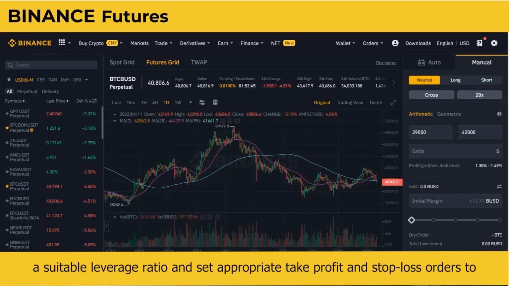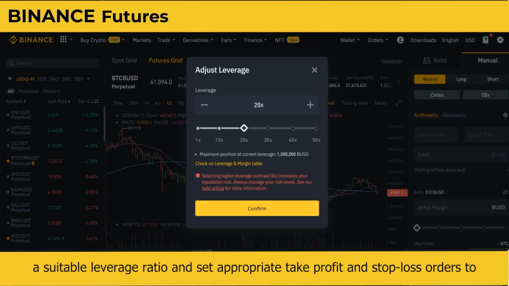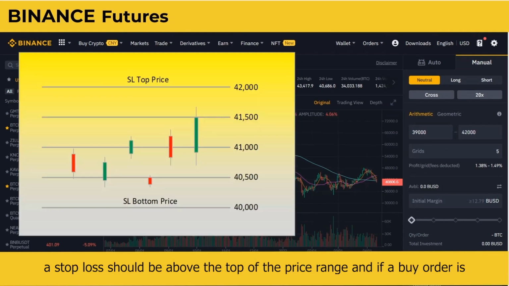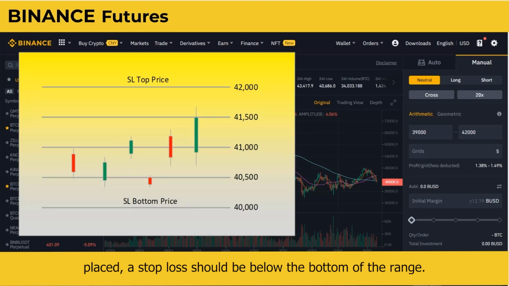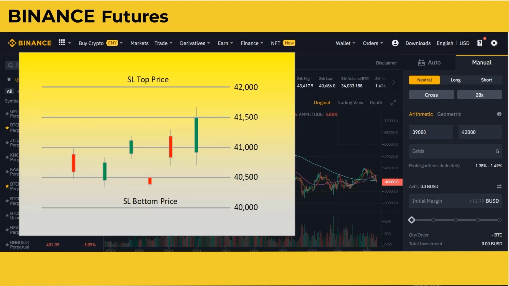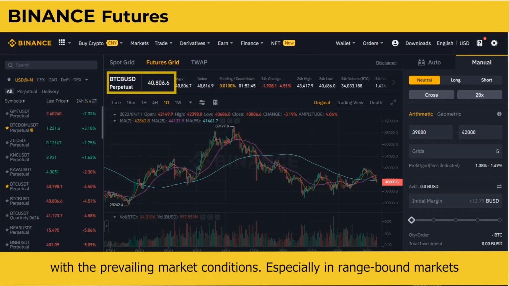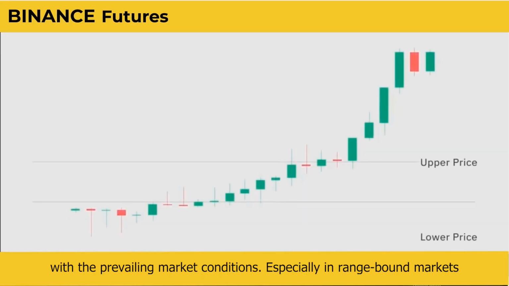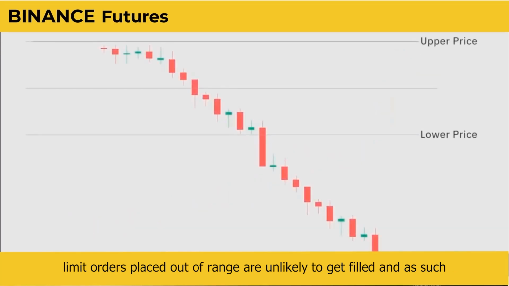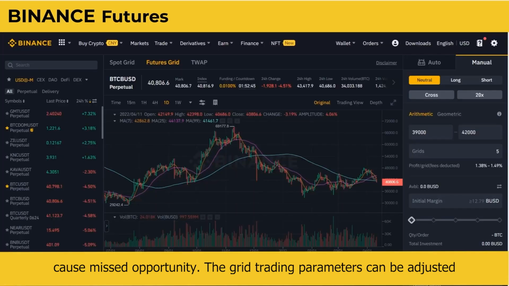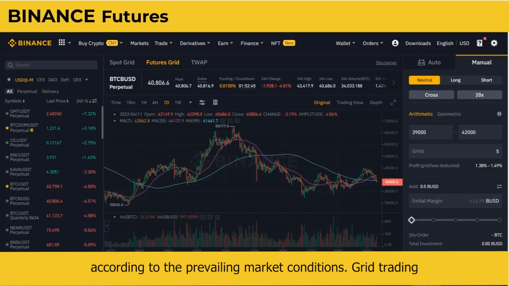Therefore, you must determine a suitable leverage ratio and set appropriate take profit and stop loss orders to avoid losses caused by market fluctuations. For example, if a sell order is placed, a stop loss should be above the top of the price range, and if a buy order is placed, a stop loss should be below the bottom of the range. It is important to ensure that your trading parameters are compatible with the prevailing market conditions. Especially in range-bound markets, limit orders placed out of range are unlikely to get filled and as such, cause missed opportunity. The grid trading parameters can be adjusted in real time according to the prevailing market conditions.